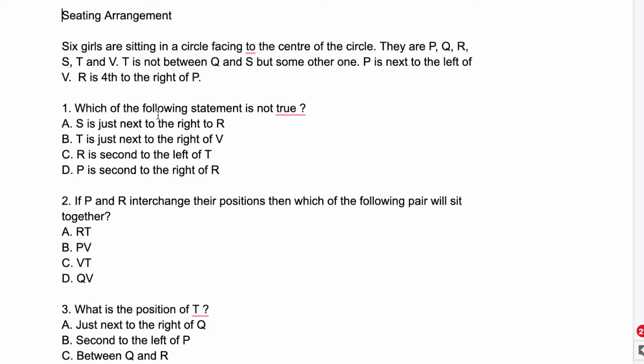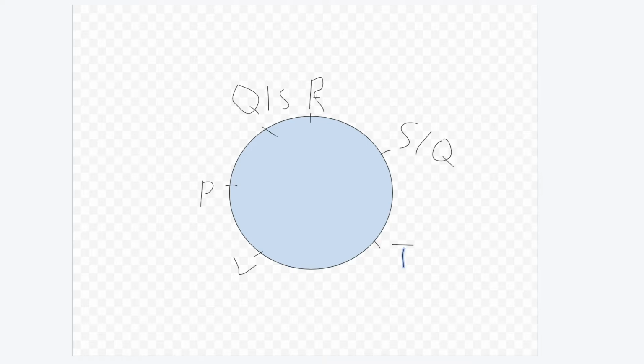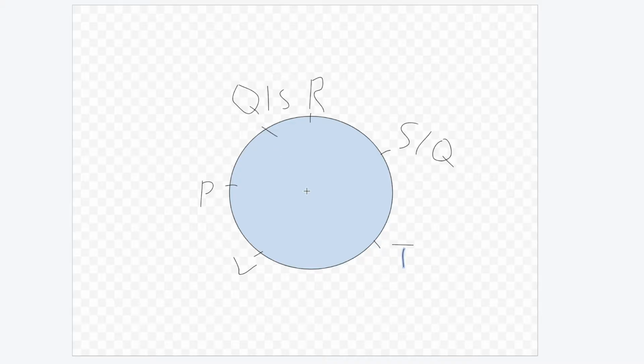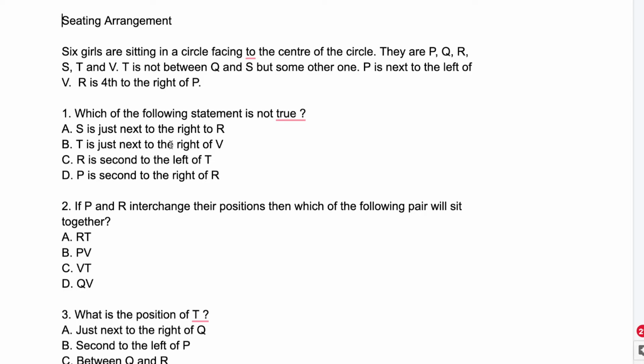Which of the following statements is not true? A: S is just next to the right of R. So here is R. But remember, R is facing the center, which means R's right is here. But this one is Q or S. So if we go back here, we're not sure of the correct answer, which means that it is the wrong answer right now. Let's go to B. T is just next to the right of V. The right of V is indeed T. So we know that this statement is true.